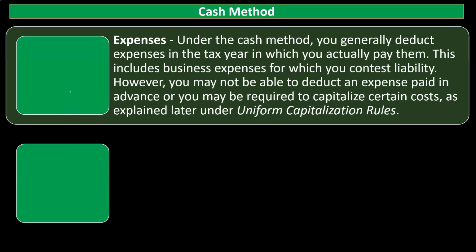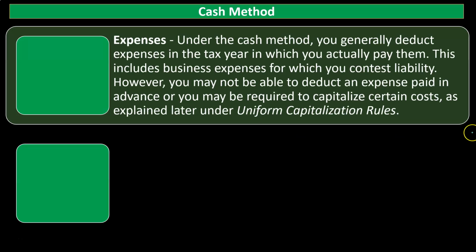So cash method. Expenses. Under the cash method, you generally deduct expenses in the tax year in which you actually pay them. So expenses, we're going to be waiting until, of course, the cash goes out. When the cash actually leaves, that's when you would typically record the expense. This includes business expenses for which you contest liability. However, you may not be able to deduct an expense paid in advance, or you may be required to capitalize certain costs. So in other words, one way to manipulate the expenses, like we said, is to say, if I want more deductions in the current year, I can say, hey, look, I'm going to pay you 5 years in advance for the services that you're going to give me, and then I'll deduct it all today, even though I'm paying 5 years in advance. The IRS is going to be skeptical of those type of advance payments because that seems to be manipulating the expenses. That's a way to take the expense now rather than later. It's a timing difference. So any prepayments, they're going to basically be skeptical of. So that's explained later under the uniform capitalization rules.